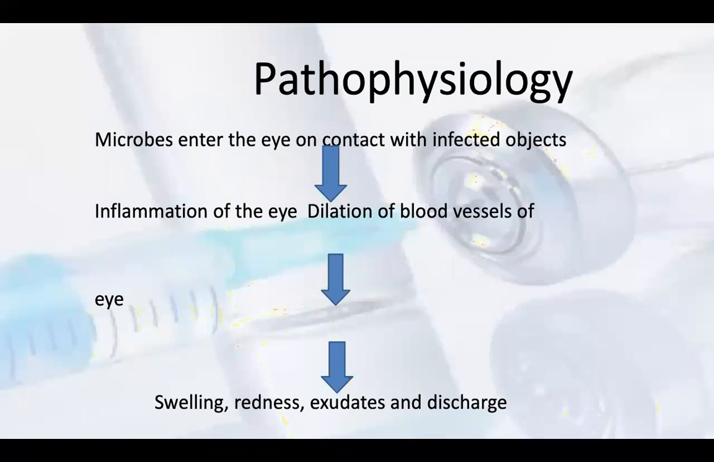Pathophysiology of this: microbes enter the eye on contact with infected objects. They produce inflammation of the eye and dilation of blood vessels, then producing swelling, redness, exudates, and discharge.